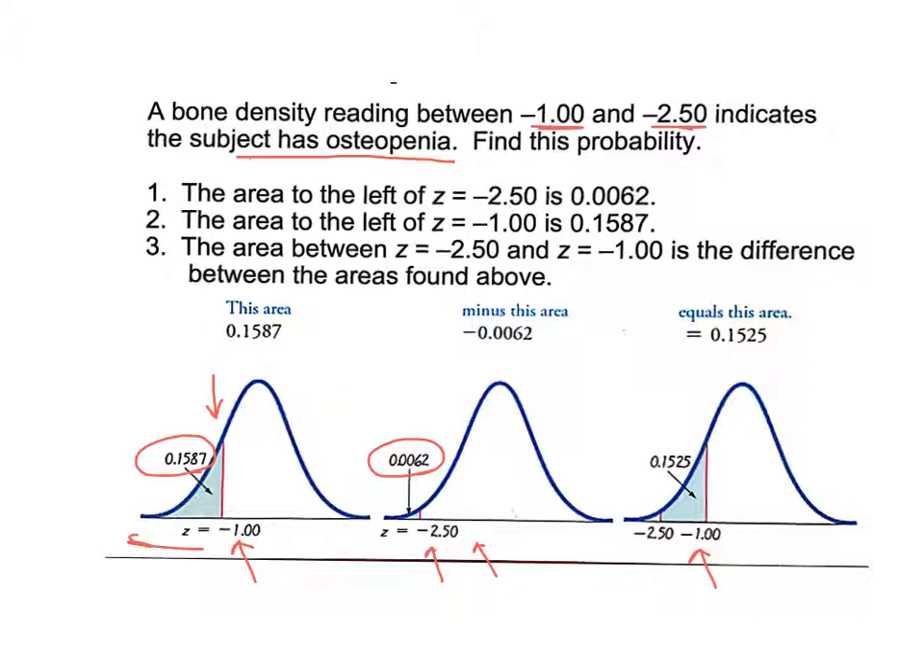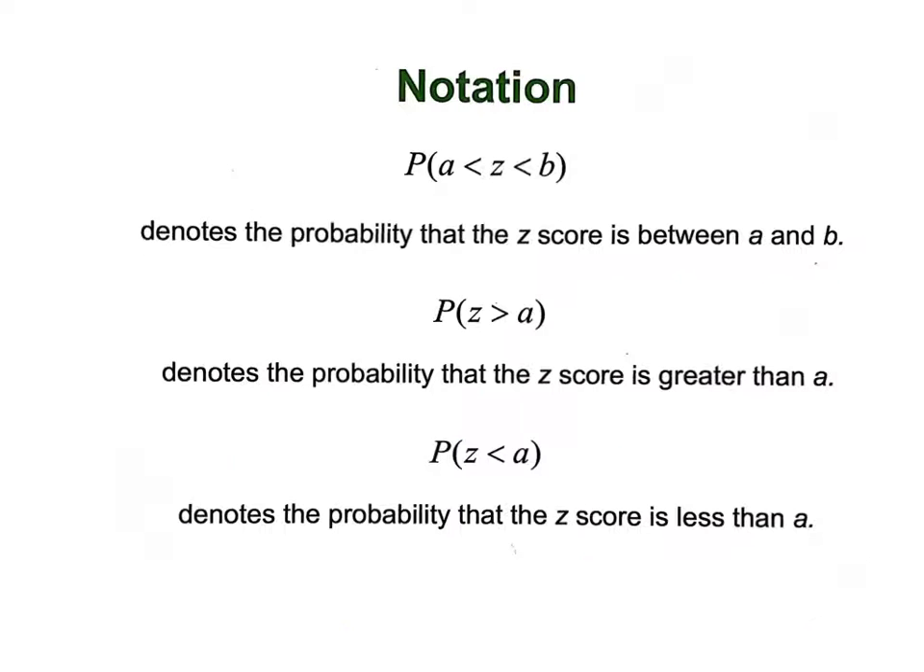So to find just the area in between the two, you take the whole area, which is 0.1587, subtract out the smaller area, which is the part that's not in between, and you get the answer, which is right there, 0.1525. Hope that makes some sense. I found the whole area, subtracted out the part you don't want, and that just leaves you with the part that's in between. Okay, notation, you're going to see a lot of this.